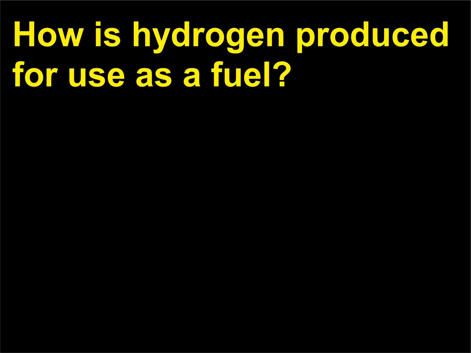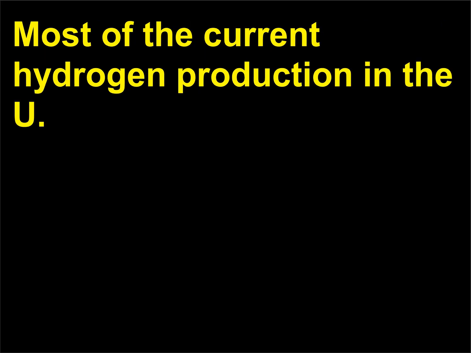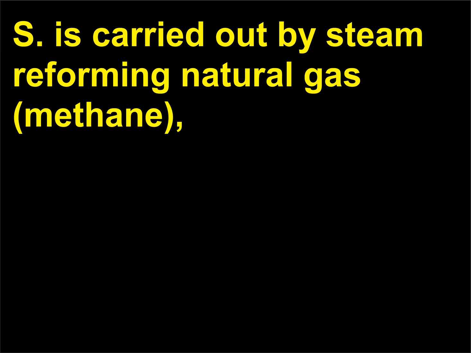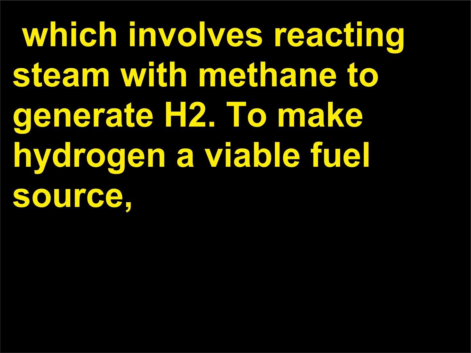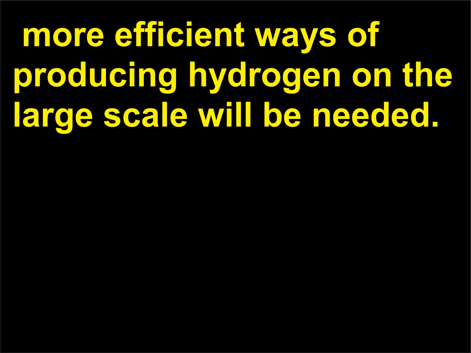How is hydrogen produced for use as a fuel? Most of the current hydrogen production in the U.S. is carried out by steam reforming natural gas, methane, which involves reacting steam with methane to generate H2. To make hydrogen a viable fuel source, more efficient ways of producing hydrogen on the large scale will be needed.